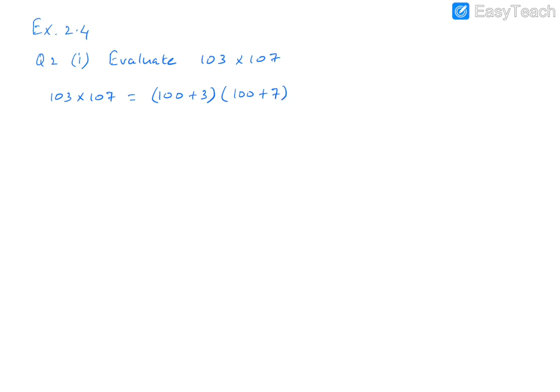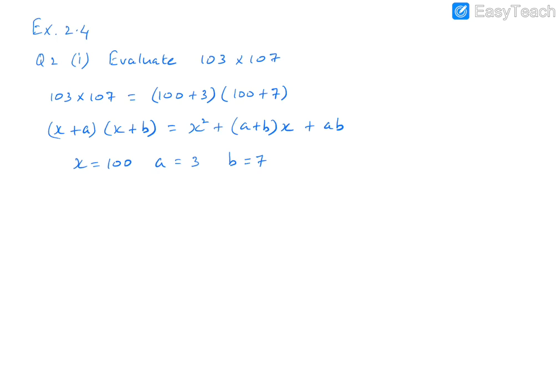So again, this is now of the form (x plus a) into (x plus b), which is x squared plus (a plus b) times x plus a into b. So in this case, our x is equal to 100, a is equal to 3, and b is equal to 7. Okay, so let me write those as well. x equals 100, a equals 3, and b equals 7.